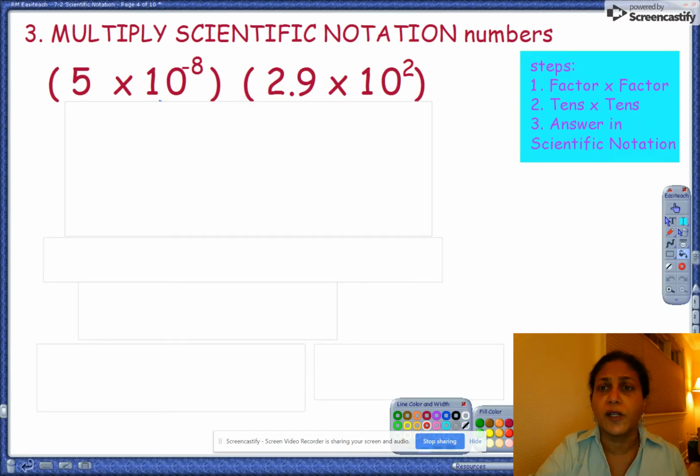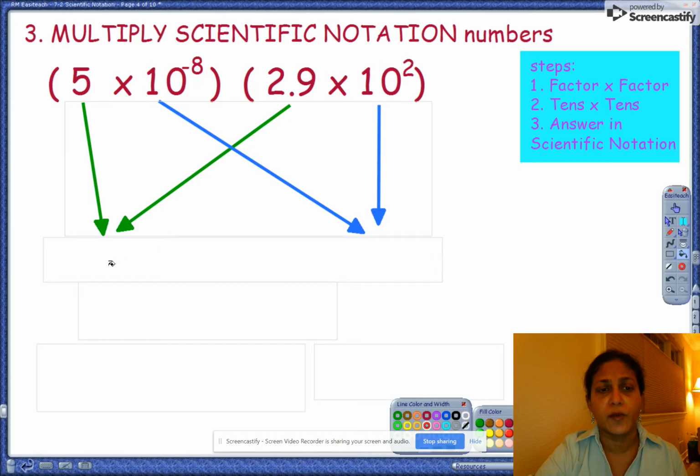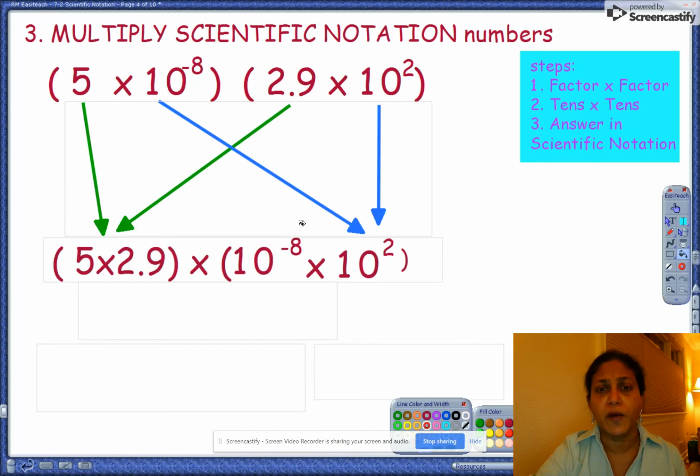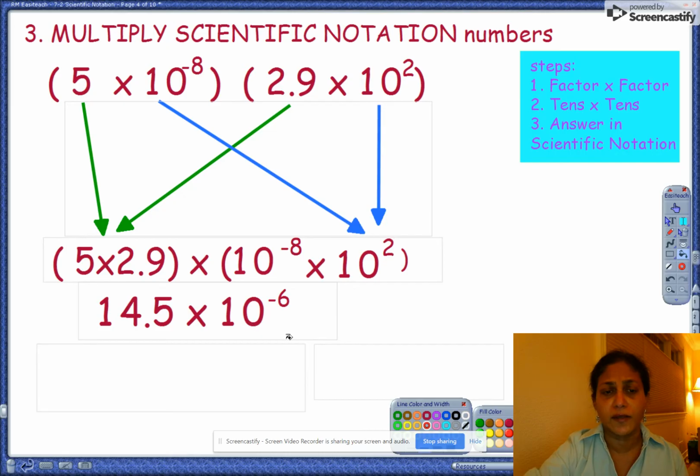You need to know how to multiply scientific notation numbers. So here we have two scientific notation numbers. You're going to multiply factor times factor and the power of 10 times the power of 10, and then make sure your answer is finally written in scientific notation. So I'm going to take my two factors and multiply them together, and take my powers of 10 and multiply them together. If you do 5 times 2.9, you're going to get 14.5, and 10 to the negative 8th times 10 to the second is 10 to the negative 6th.